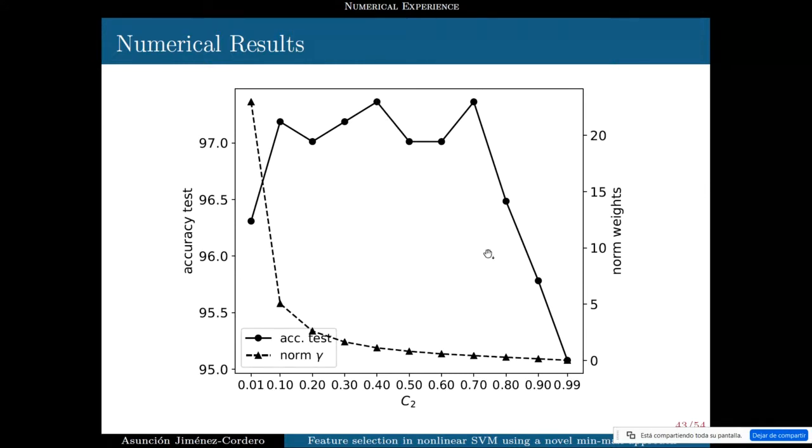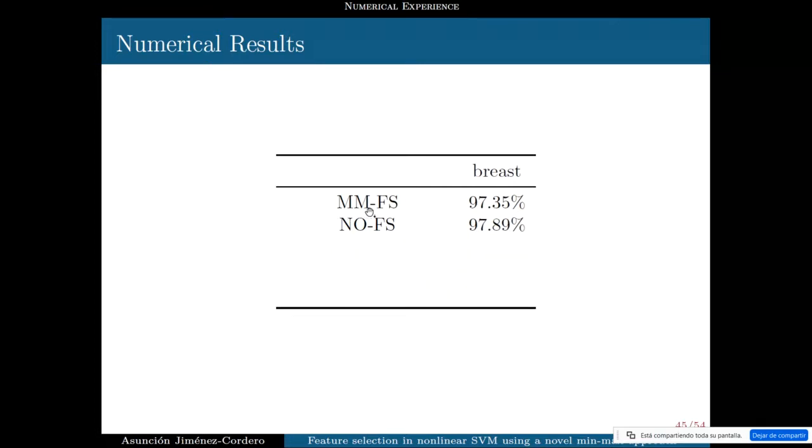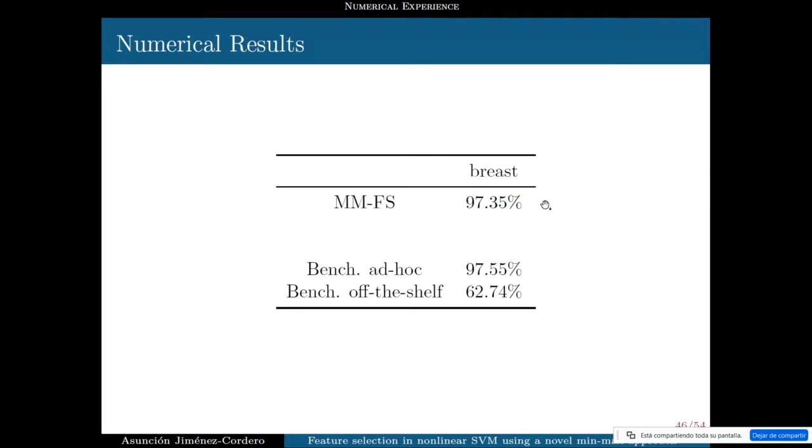Now we have fixed one value of C2. In this case, we have chosen C2 equal to 0.4, and we have compared our methodology with different strategies in the literature. So this NMFS, so min-max feature selection, corresponds to our method, compared at first sight with the no feature selection method, which means that we forget about the feature selection and we just want to classify. And here we can see that both accuracy results are comparable, and this is very good for us because it means that our method is able to extract the powerful information but with a smaller number of features.